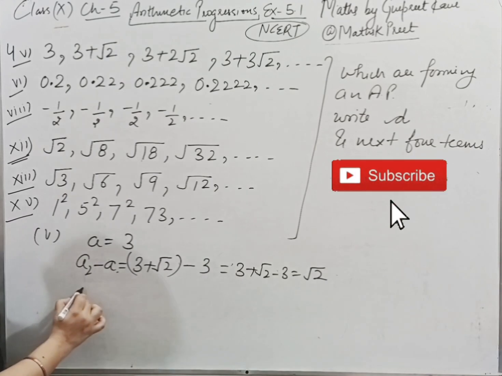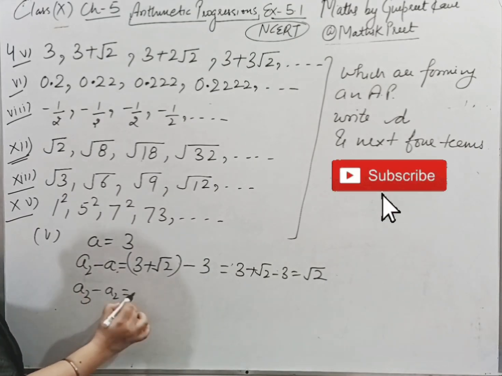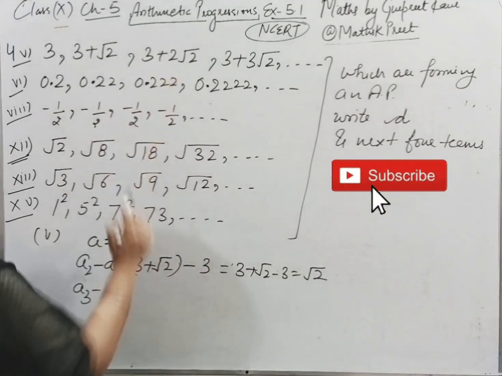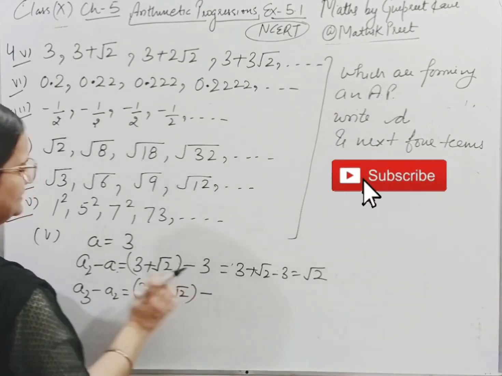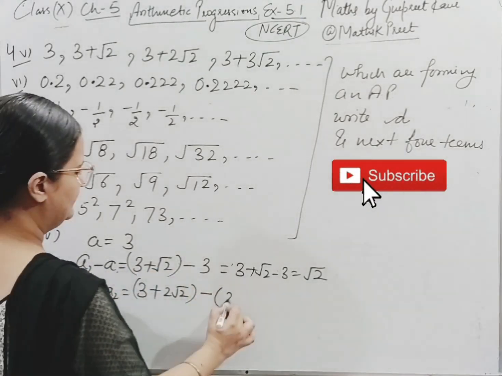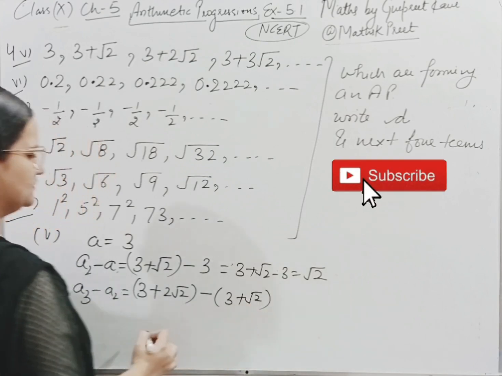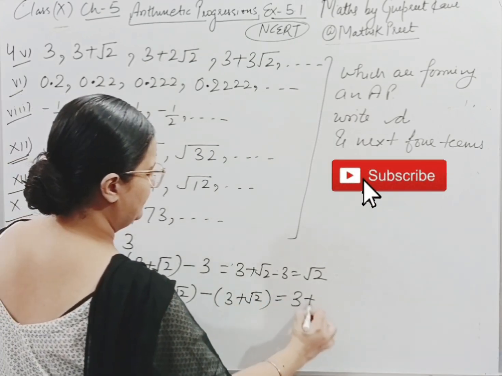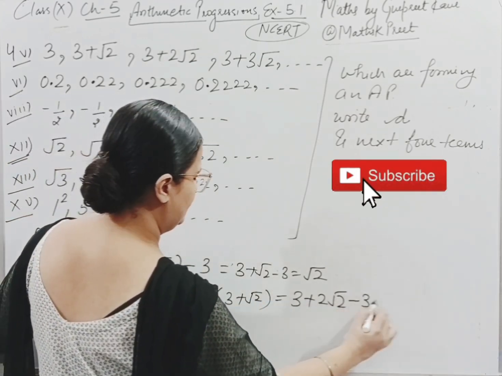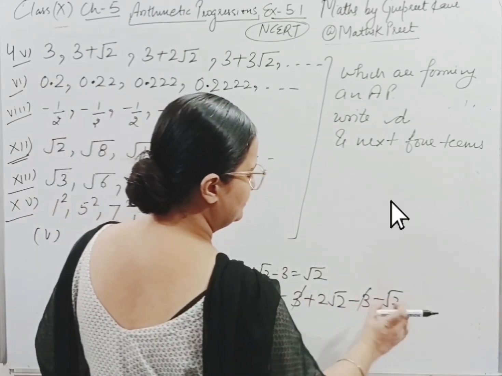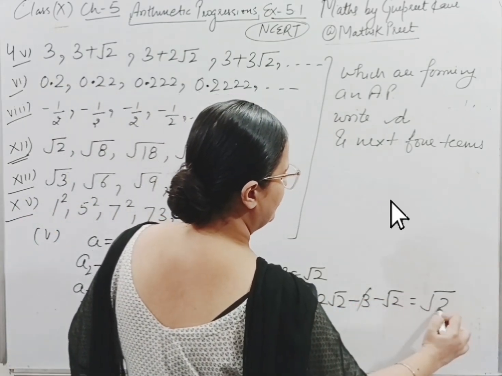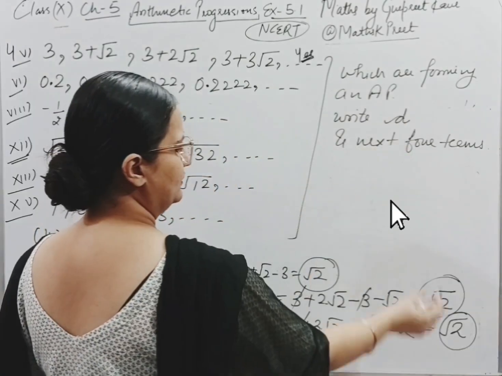Fine. Again, I'll check A3 minus A2. This is my A3: 3 plus 2 root 2, minus A2. A2 is what? 3 plus root 2. So open the bracket. I'll get 3 plus 2 root 2 minus 3 minus root 2. So again I can cancel these out. This is 2 root 2 minus root 2. I'll get root 2 here. D is what? Root 2.